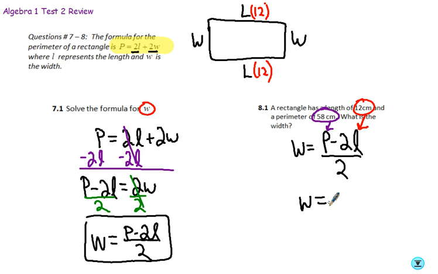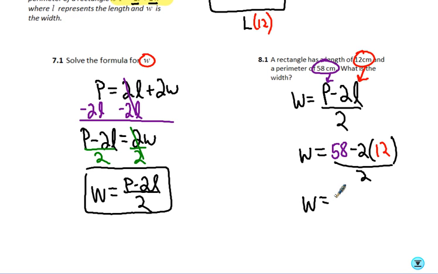So we'd have W equals 58. And since I used a color there, let me use the same color so we can keep everything on track. So 58 minus 2 times the length, which at least what they told us is 12, and then that's all divided by 2. Alright, so let's figure out what this would be. We'd have 58, and 2 times 12, of course, would give us 24.